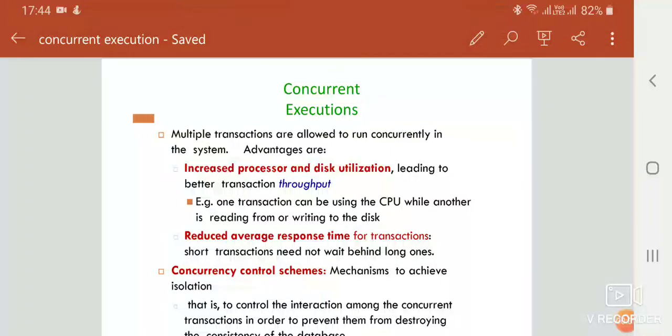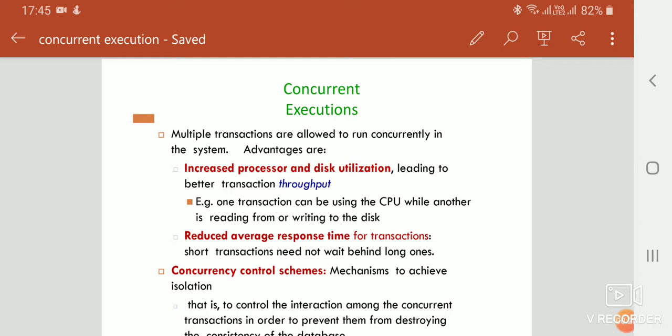Good morning, everyone. Next topic we'll see concurrent executions of transaction. So, what does concurrent execution mean here? Multiple transactions are allowed to run concurrently on the system, and we'll see some of the advantages of this concurrent execution. The first advantage is increased processor and disk utilization.